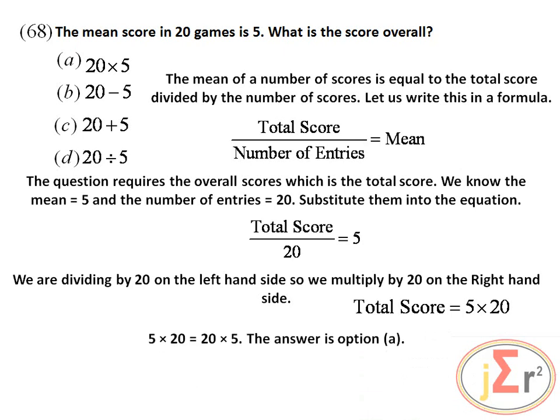5 multiplied by 20 is equal to 20 multiplied by 5. So although here we have 5 multiplied by 20, here we have 20 multiplied by 5, they are the same. And the answer is option A.